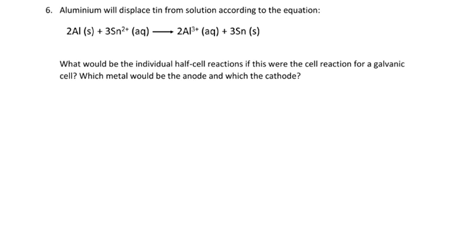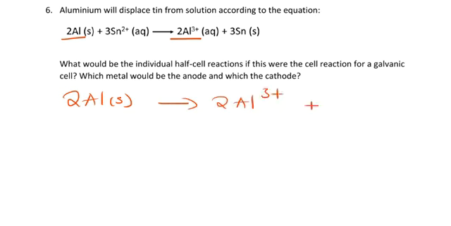Okay, so look at this one and that other one. So I've got 2 aluminium solid giving us aluminium 3 plus. So that is oxidation. How many electrons are these? So try to check. There I've got a 0. There I've got like a 3 plus times the 2, 6 plus. So 6 electrons were lost.